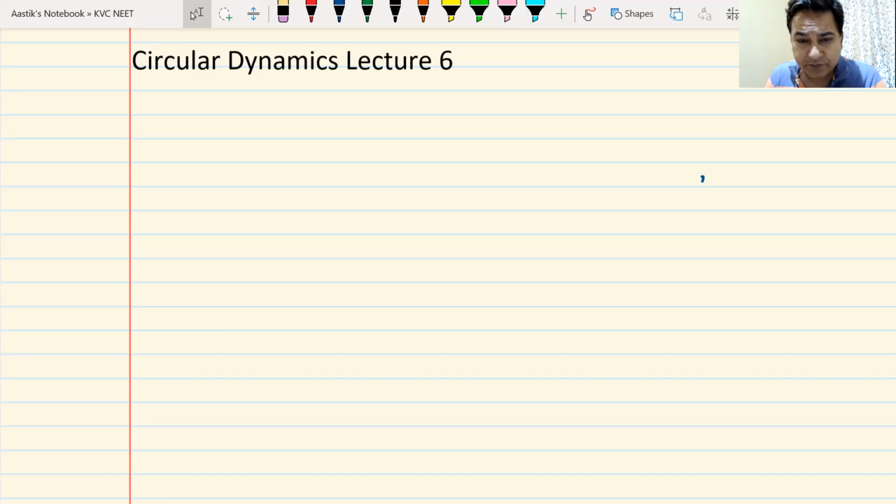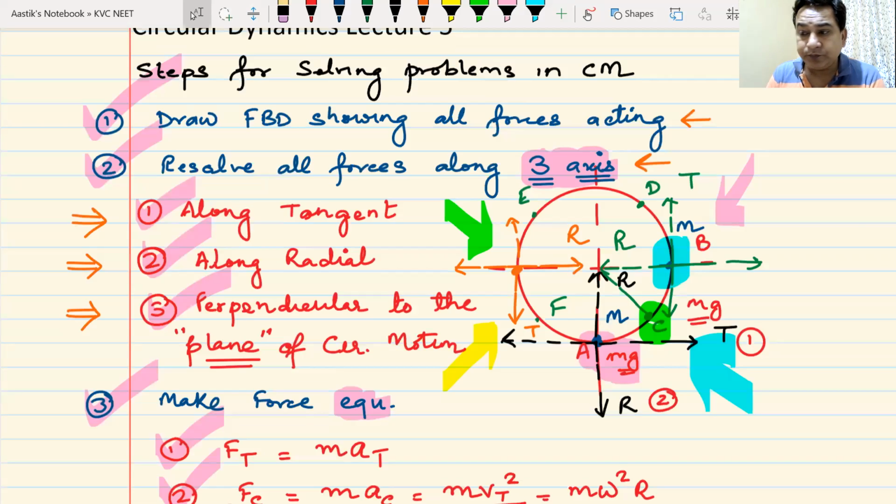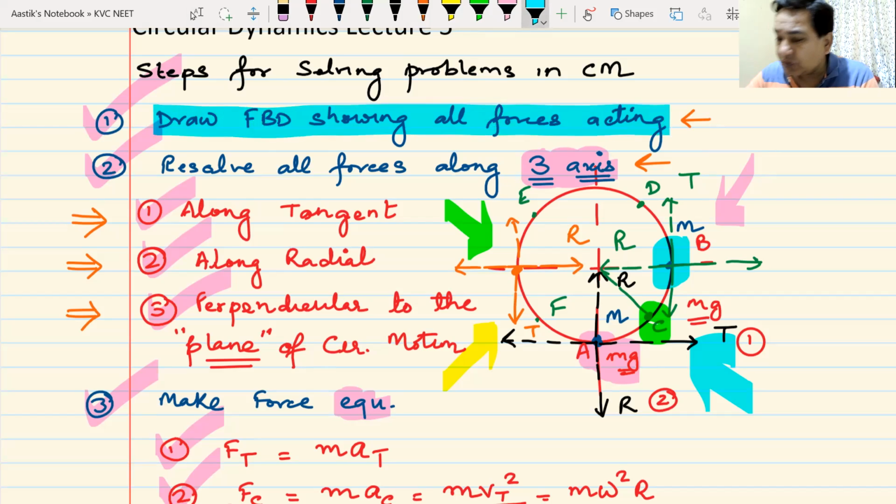Those steps are very important for you to understand, so I'll just go through those steps once again for a quick revision so that we are at pace with what is going to happen in this class. We will be solving problems based on the steps that we have already discussed. So what were those steps for solving problems in circular motion? Basically, in circular dynamics. The first step is, and always will be, draw the free body diagram showing all forces acting on the body.